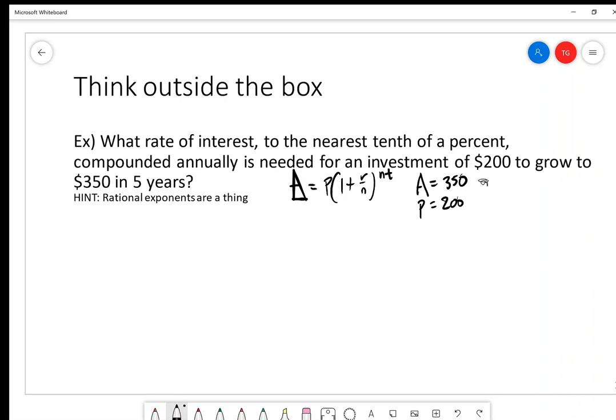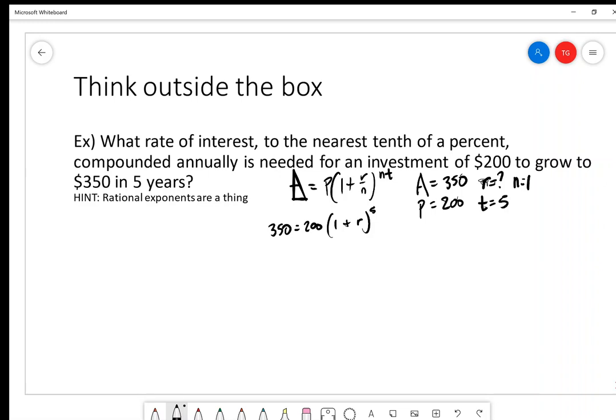And we know that we don't know R, right? That's what we want to know. We know that T is 5 and N is just 1. So when we set that up, we fill in what we know. 350 is equal to 200 times (1 plus R, which we don't know) to the fifth power, because T is 5 and N is just 1.